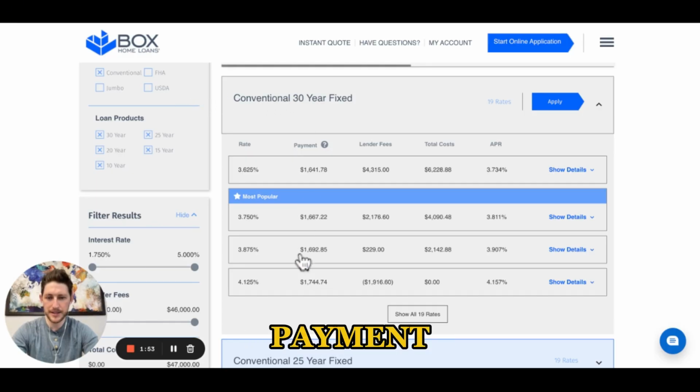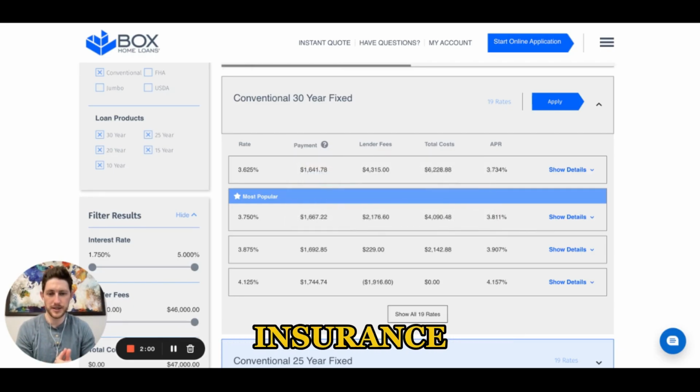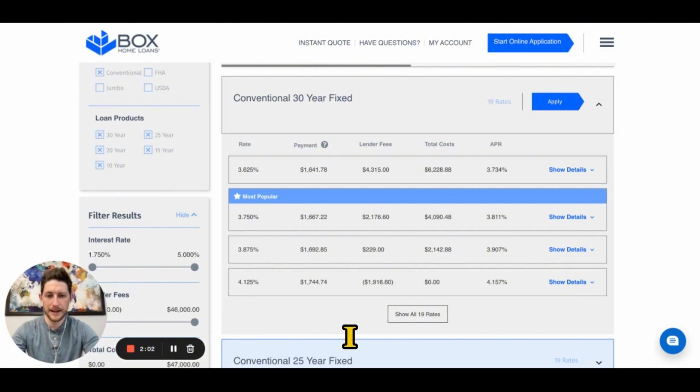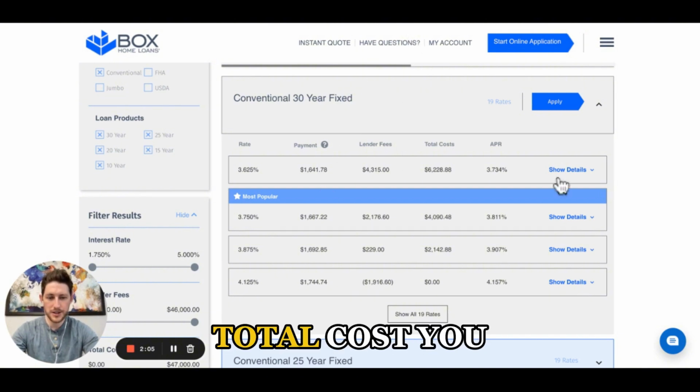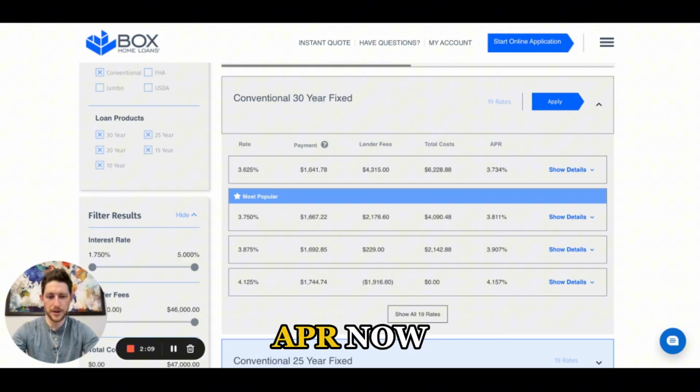Here is the monthly payment that you're looking at. This is just the principal and interest. This does not include taxes and insurance. So this is just P&I. Then you have lender fees, total costs, closing costs and things like that for the loan, and then the APR.